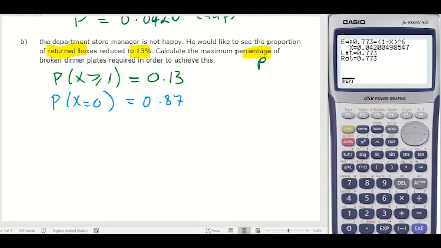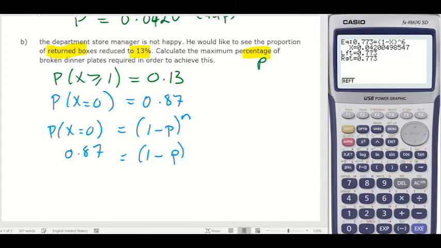So now I'm going to use my simplified formula. Probability x of 0 equals 1 minus p to the power of n. And I'm going to substitute in. So 0.87 equals 1 minus p, which is what I want to find. And our n is 6. I've got 6 plates in a box still.